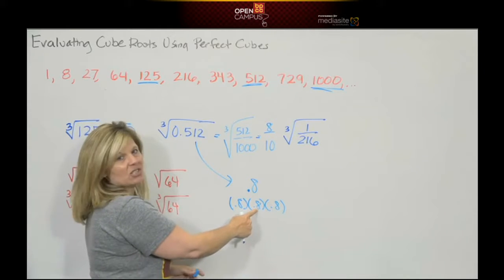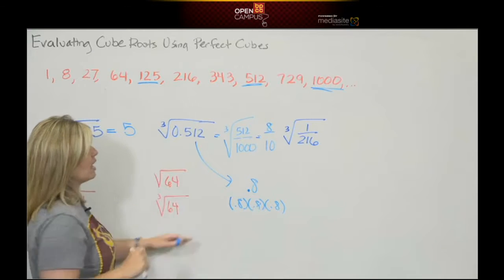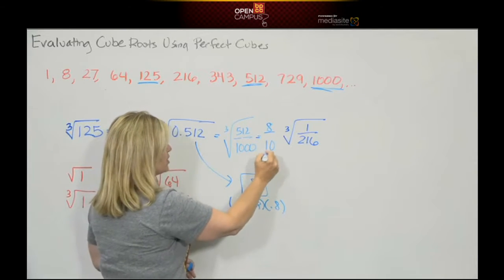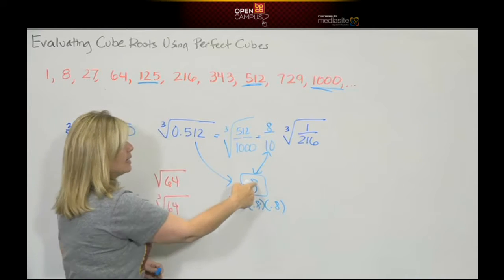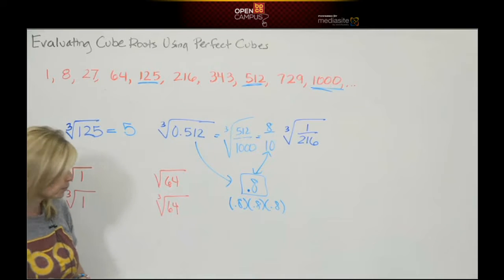Tenths times tenths is hundredths. Hundredths times tenths is thousandths. And that's where you would get the thousandths. And as you all know, this fraction, 8 tenths, is equivalent to that decimal 8 tenths. They mean the same thing.